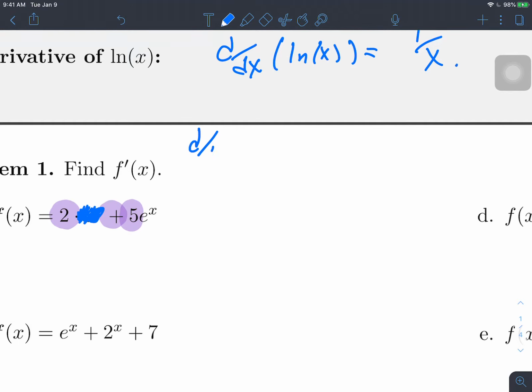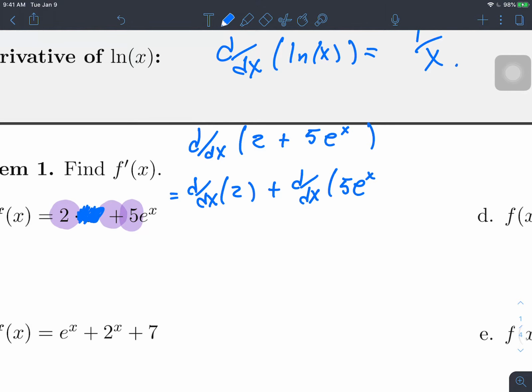If we want to do d dx of 2 plus 5e to the x, this is the same thing. By the sum rule, we can just do the derivative of 2 and then add the derivative of 5e to the x. That's the sum rule right there.